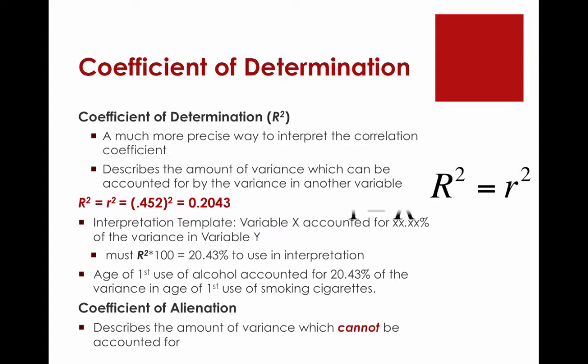And the equation for this is simply 1 minus our coefficient of determination. So given our coefficient of determination here as a percentage, we can simply throw this in here using the decimal. 1 minus 0.2043 gives us a number, turn that into a percentage, and that's simply now the percentage that is unaccounted for between the age of first use of alcohol and age of first use of smoking cigarettes.